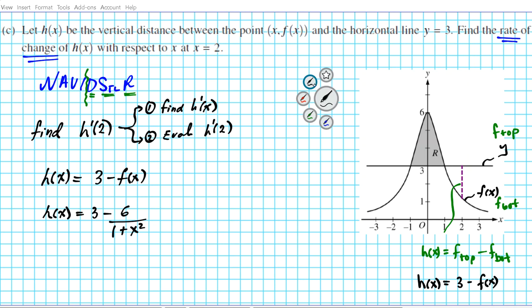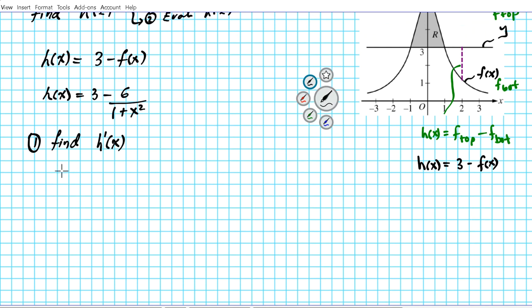All right, so let's do part 1. We want to find the derivative h prime of x. Okay, so let's look at what we have here. How do we differentiate this? Well, term by term differentiation. So h prime of x: you're going to differentiate 3. Now, if you're differentiating this quotient, this rational function, you are going to be using the quotient rule. Do you remember what the quotient rule is?